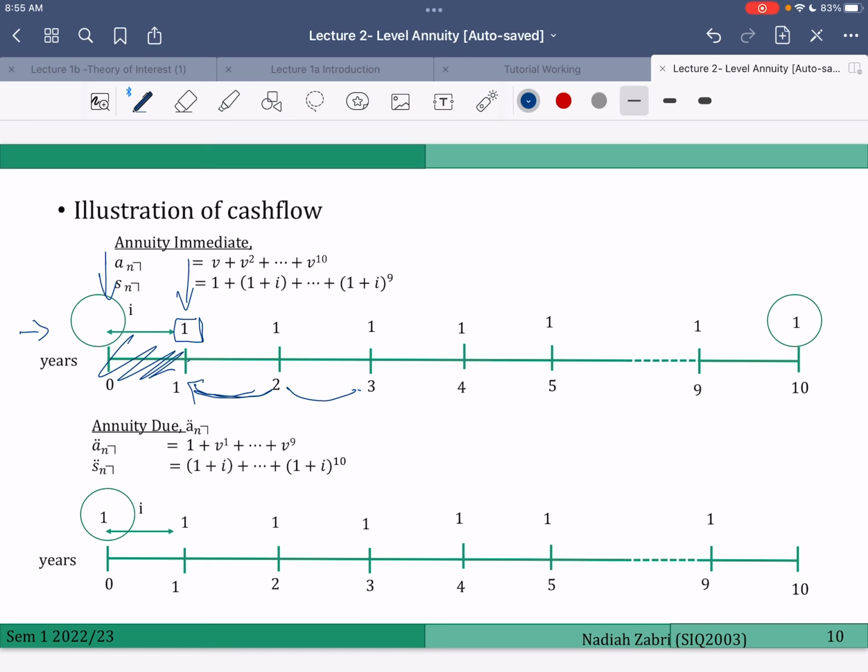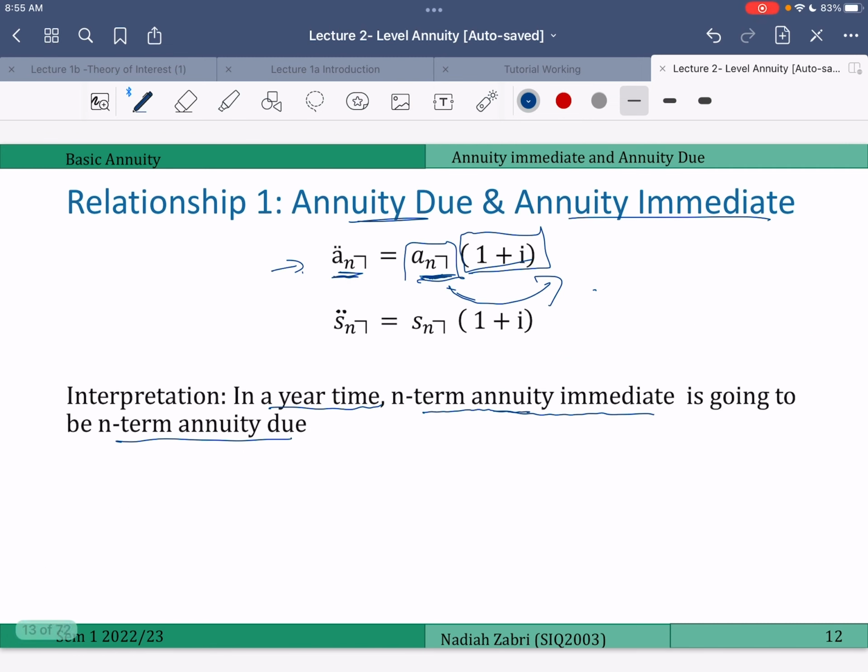And the last payment comes here. So, if we change the time of evaluation, then from annuity immediate, this cash flow becomes annuity due. That is the relationship. So this is a very useful relationship. So for S angle also is the same. In 1 year time, the immediate version will become a due version. Alright, moving on.